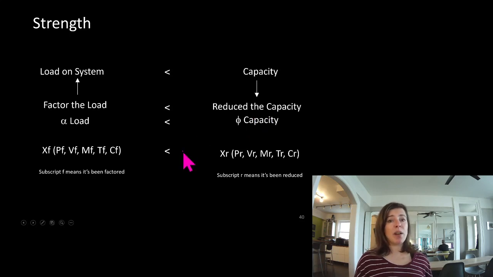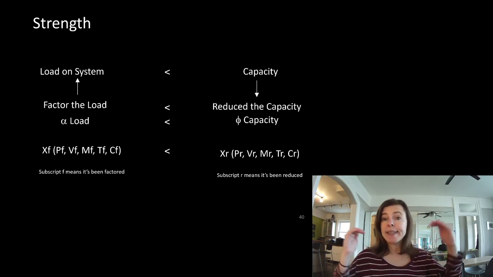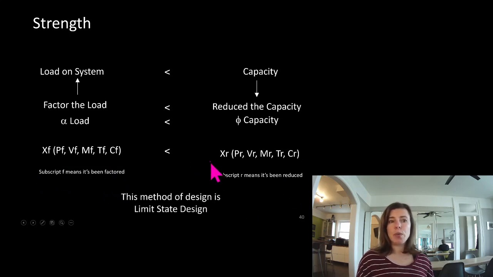And sometimes even that's not enough. What if we write down what the actual load is on a piece of paper? How would somebody know it was factored or not? Well, if we put this little subscript F, we are telling someone else we have already applied these load factors. If we put a little subscript R, that means we have already applied this reduction to the capacity. And that's important because it tells us what stage we are in the design process of that element. So subscript F, factored, subscript R, reduced.